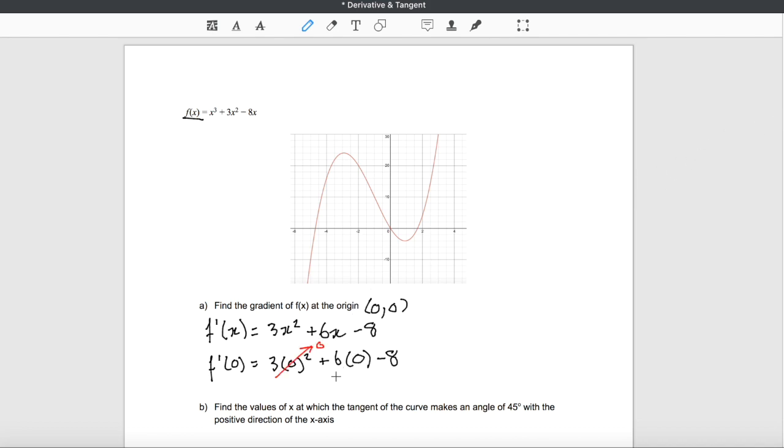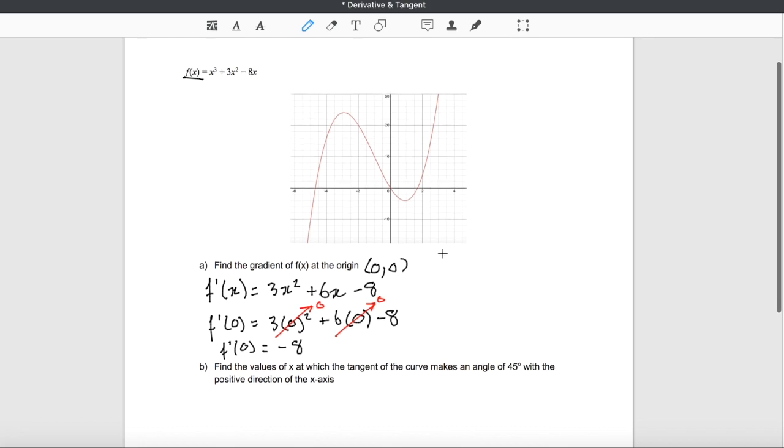That goes to 0, that goes to 0, and we're just left with f dash of 0 equals minus 8. So the gradient of f of x at the origin is negative 8.